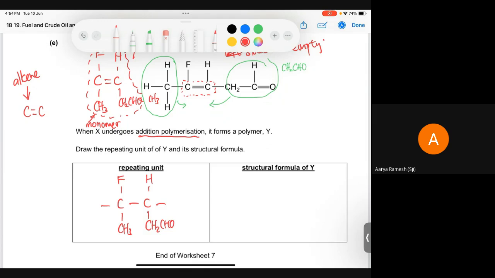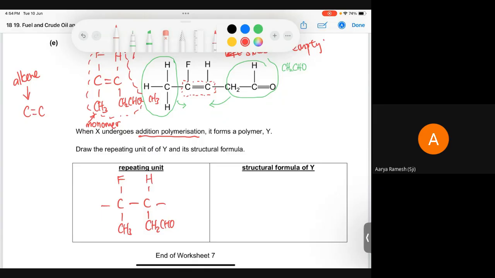It is correct. So you can see once you know the pattern of the reaction, you know that the double bond breaks and you open up to the side. Actually realize the monomer to repeating unit is exactly like how the reaction would go. So once you break the double bond, you open up the bonds.